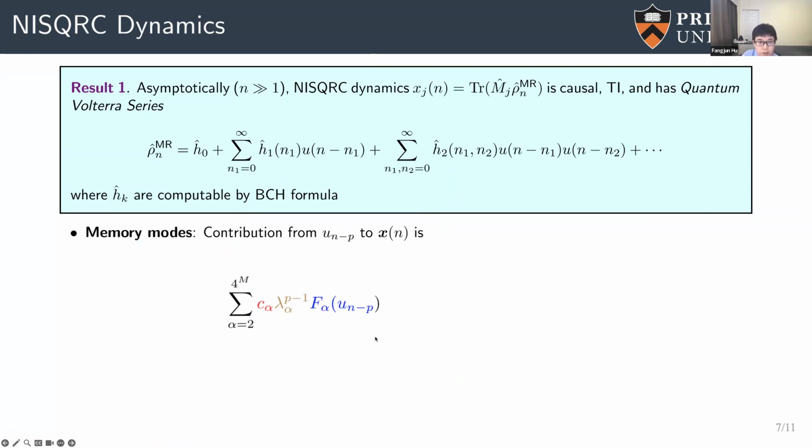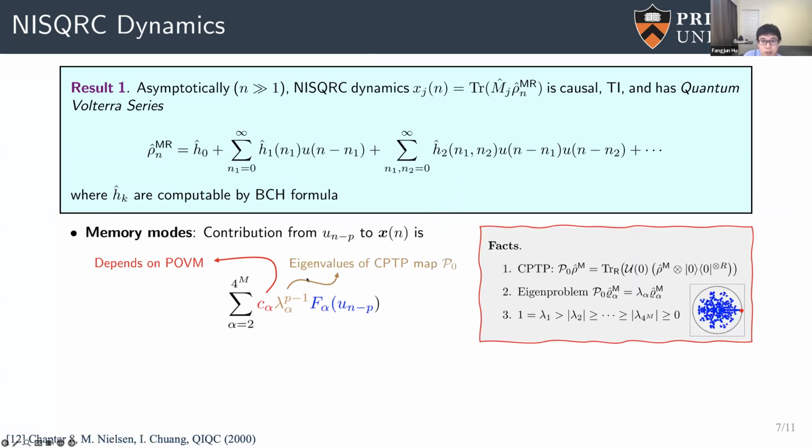This formula gives the contributions from the input t time steps before the current output. The red coefficient here only depends on the POVM, which is unimportant in this formula. And those brown terms, lambda, are the eigenvalues of a specific quantum channel called P0. This quantum channel P0 is defined by the underlying quantum reservoir, or the way you encode it.